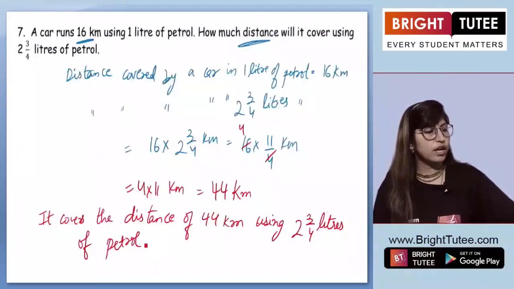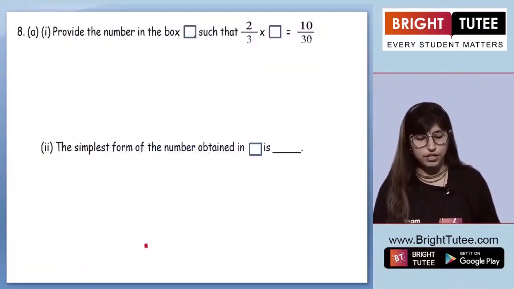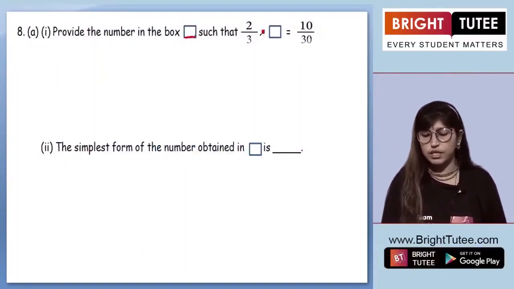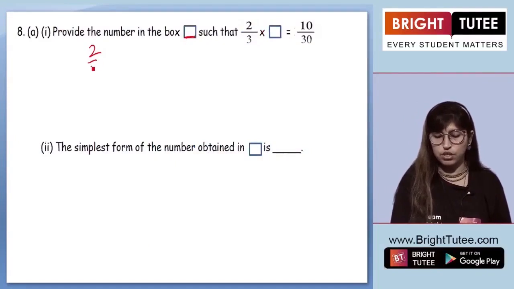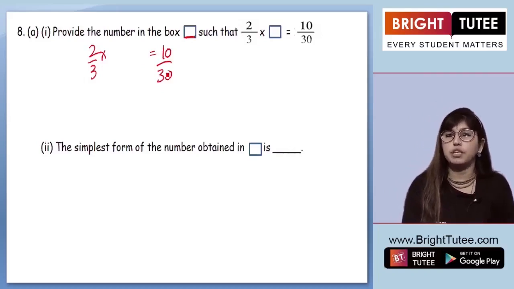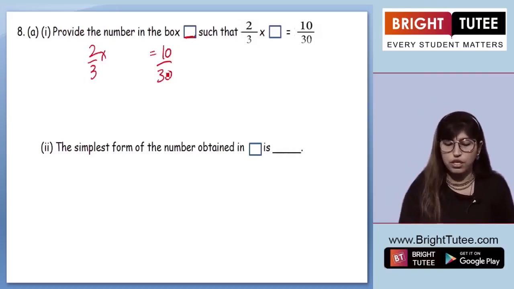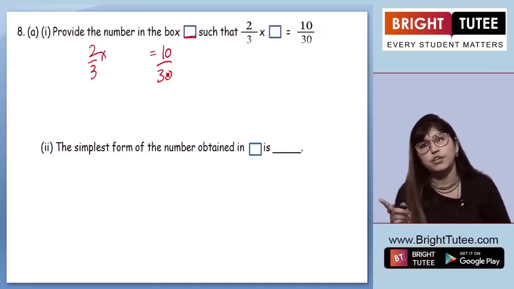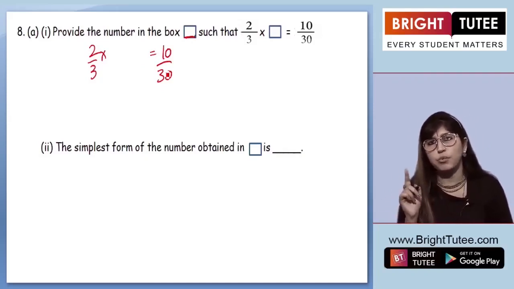Now let's move on to the last question which we have. Question 8, A part says we need to provide the number in this box such that we know that 2/3 of something will be 10/30. Now we need to write what is that something and we need to fill it in the box. Now to multiply two numbers, what do we do? We'll multiply numerators and then we'll multiply denominators.